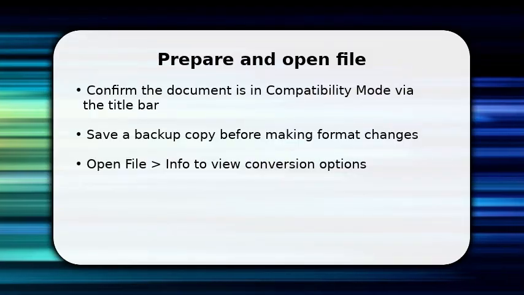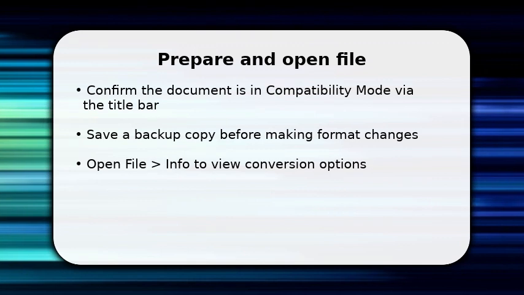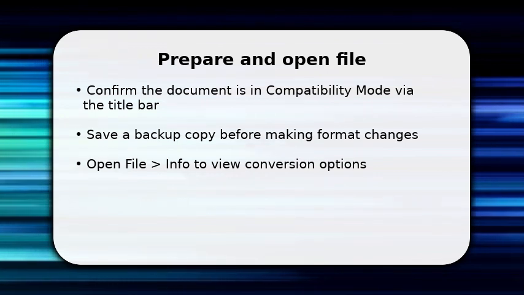You start by confirming the document shows compatibility mode in the title bar and saving a quick backup. This prevents accidental data loss. Once saved, open File and select Info so you can see the convert or compatibility options. Make sure Auto Recover is enabled while you work.